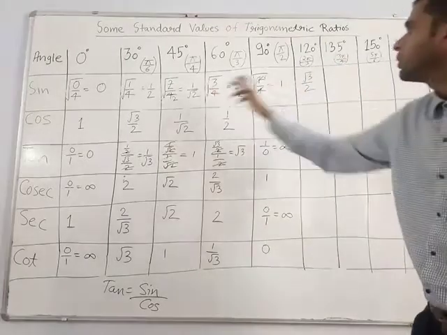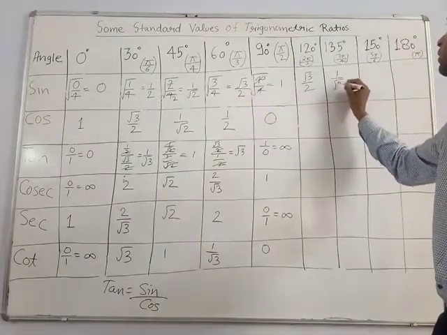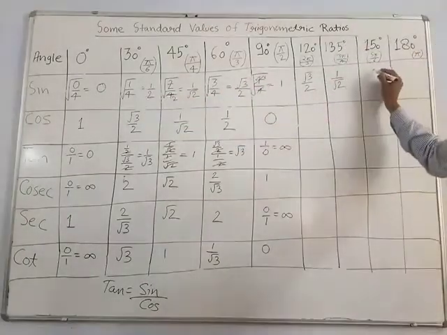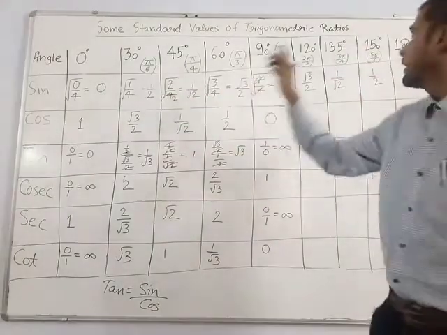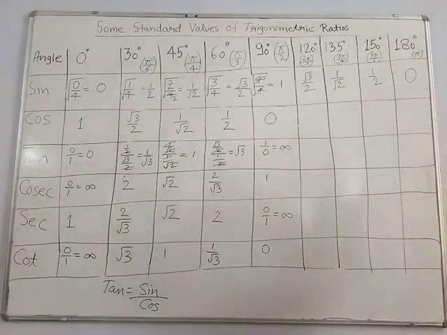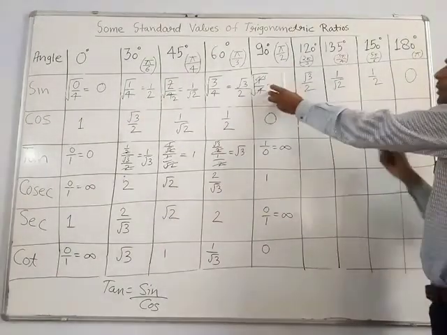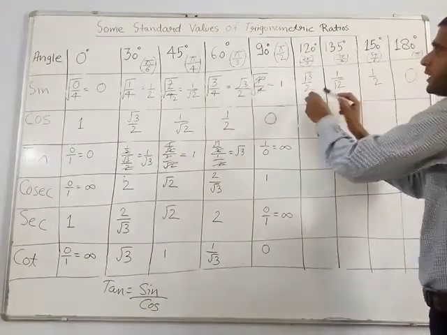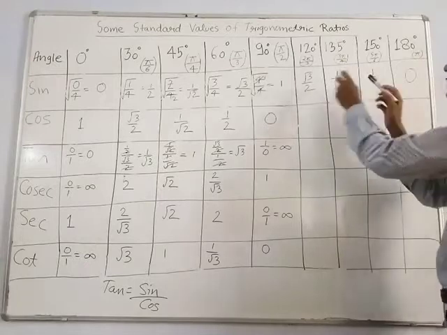135 value is 1 upon root 2. Then 150 value is 1 upon 2, and last 180 is 0. So 0 means this 90 is common. 120 value is sin 60, 120 is the same value.